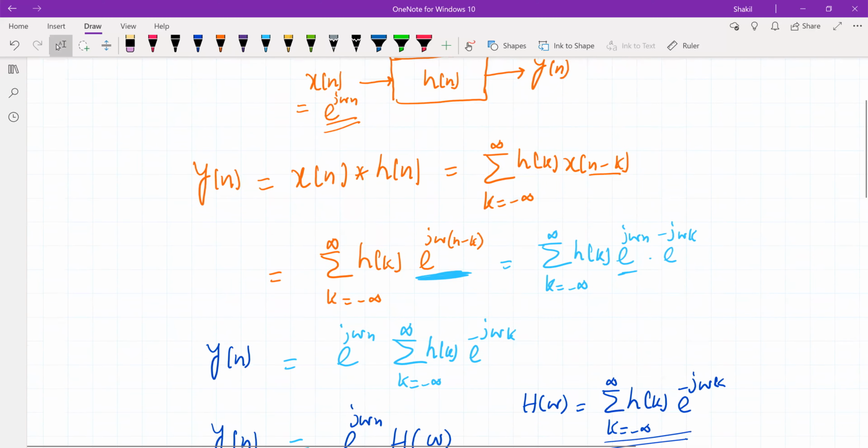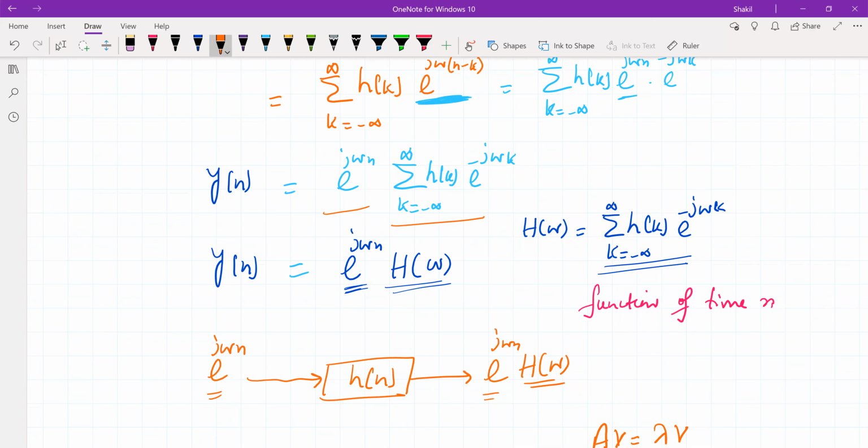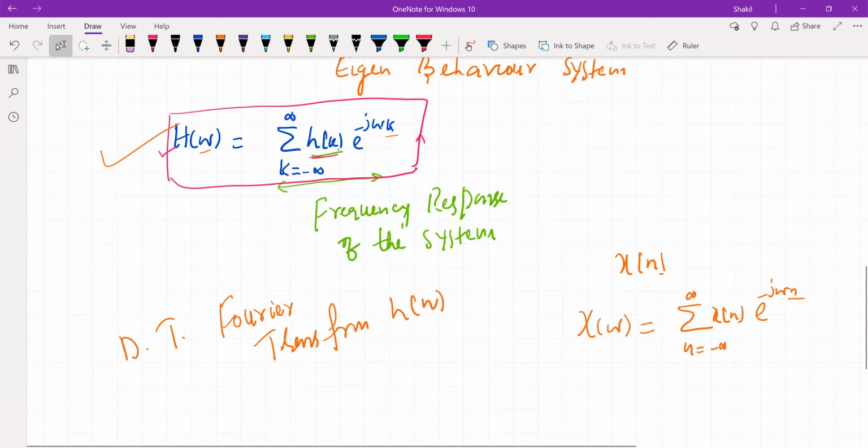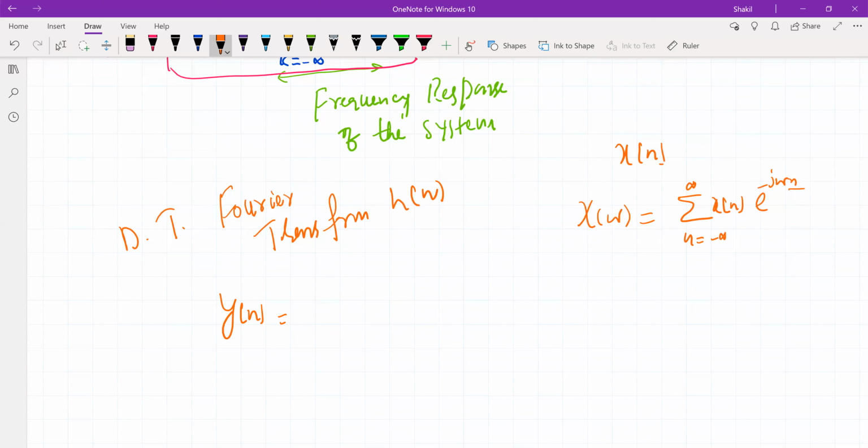So when the input to the system is a complex sinusoid, the output is the same complex sinusoid multiplied by some complex number, and that complex number is the frequency response of the system. It's also the Fourier transform of h of k or h of n, the Fourier transform of the impulse response. The output is the same complex sinusoid multiplied by the Fourier transform of the impulse response. In Fourier transform terms you can call it the transfer function of the system. So the transfer function multiplied by e raised to j omega n, the same input, gives you the output. And by the way, this won't be a function of time, only of frequency.